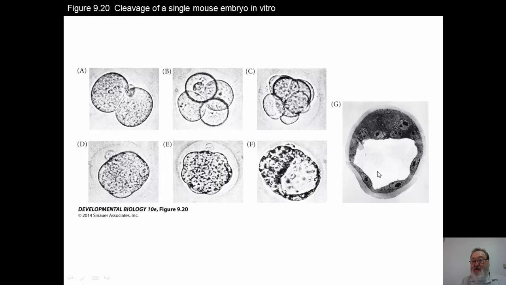This is an electron micrograph, so you can see some of these structures a little better. Here's the cavity. These are the trophoblastic cells around the outside, and here are the cells in the inner cell mass that are totipotent cells. Totipotent means that they can develop into anything, including a whole new organism.